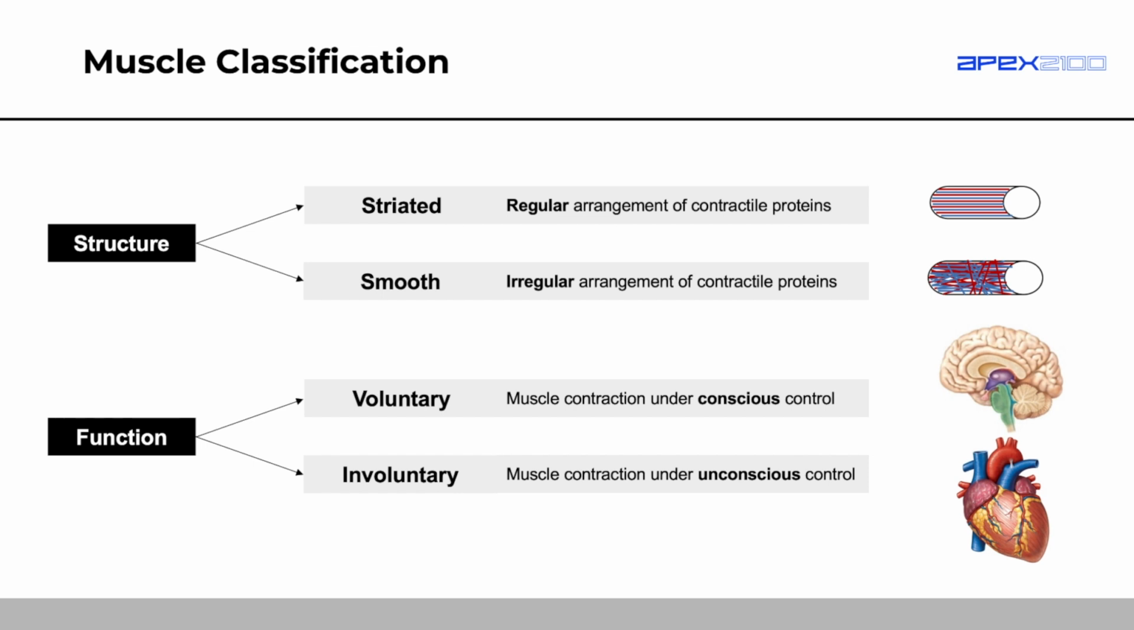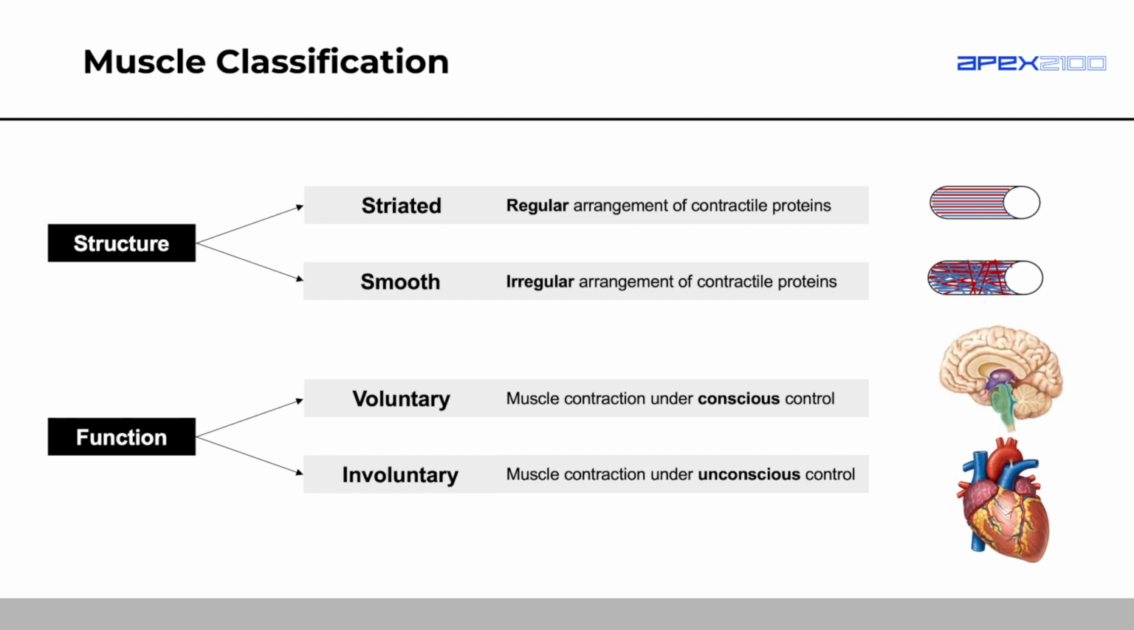And then in terms of function, we've also got 2 different types of function. So muscles can either be voluntary or involuntary. A voluntary muscle is a muscle under conscious control. So all of our skeletal muscles are voluntary. It means I decide to contract them. It's not happening automatically. It's a decision in my brain. I'm sending that message down to the muscle and the muscle contracts.